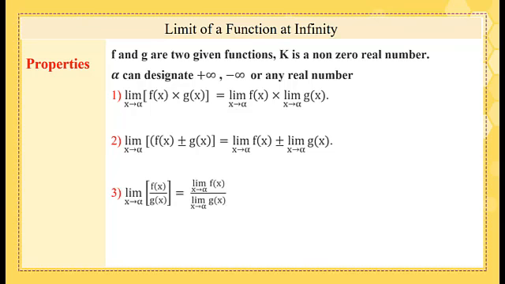While the limit as x tends to a of the ratio of two functions, f of x over g of x, is the limit of f of x as x tends to a over the limit of g of x as x tends to a. The last property: the limit of a constant number times f of x as x tends to a equals this constant times the limit of f of x as x tends to a.